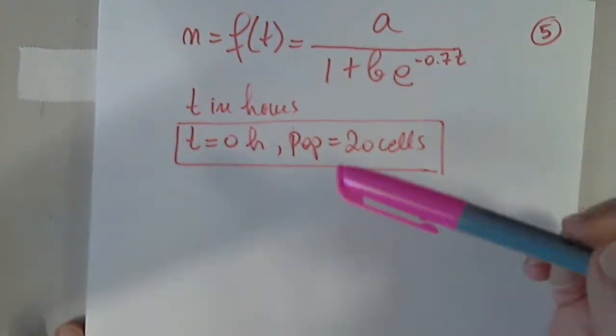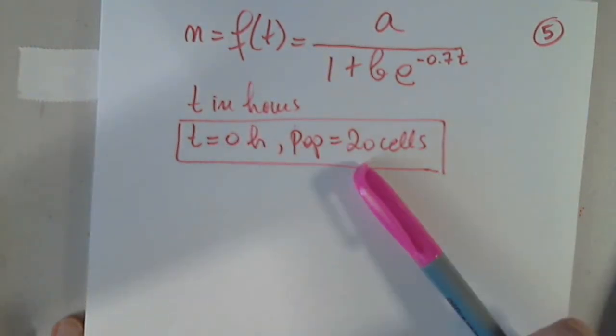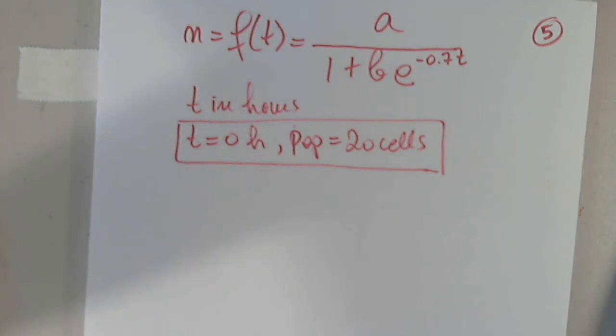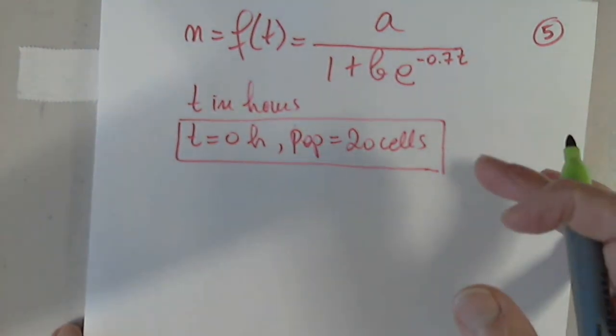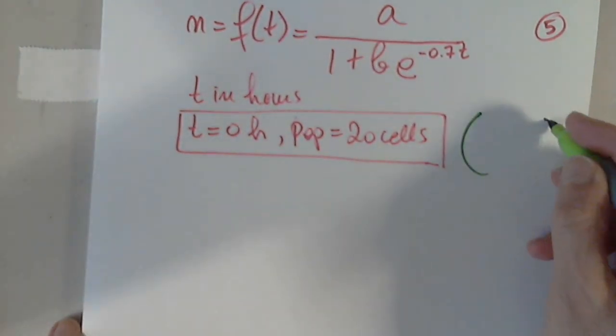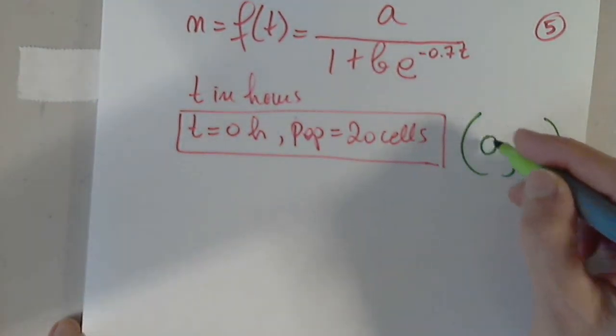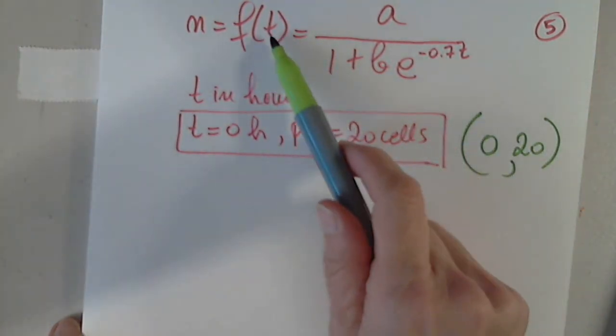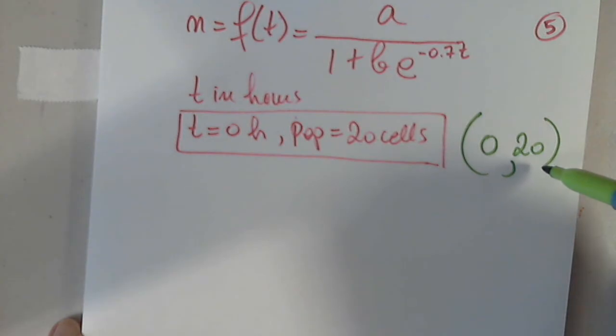Okay, so what does this tell us? If I tell you when time is 0, population is 20 cells, what does this really mean immediately? So we have this in the back of our minds. What does it mean? It started with 20 cells. We are given a point, (0, 20). When t is 0, f of 0 is 20.